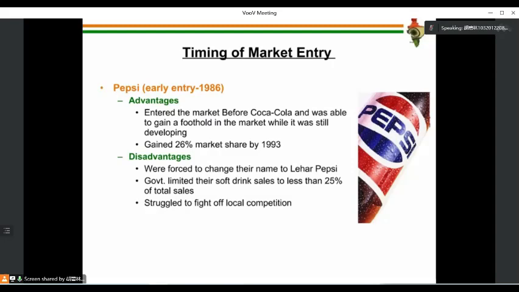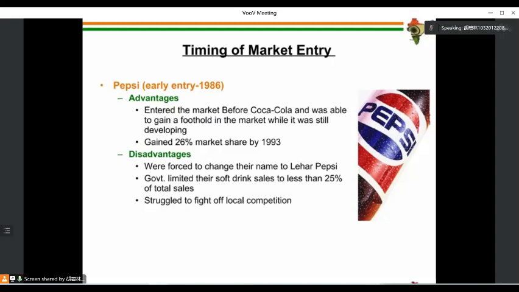However, they do have their own disadvantages, because due to the policy at that time, Pepsi was forced to change their name into a more local name called Lehar Pepsi. And also the local government limited their soft drink sales to 25% or minimum. This is quite difficult for them, and it's difficult to compete with local brands, because in India there are also other soft drink companies, and they have their own advantages, like price advantage and cost advantage.